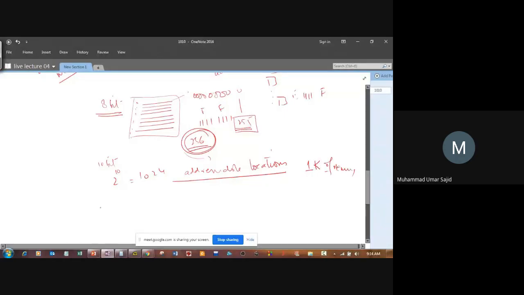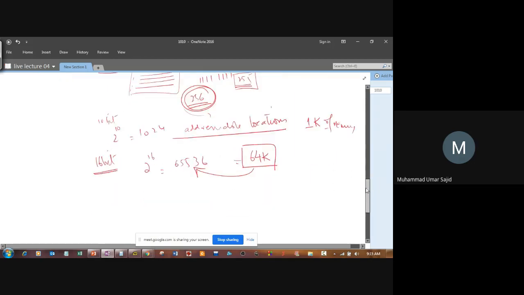Now, if we have a 16-bit computer, 16-bit computer means we have 16 lines in our address bus, and we can access 2 to the power 16 equals 65536, or you might have seen this word as 64K. This thing is written as 64K. Behind the scenes, it means this number. So this is a form of writing it.